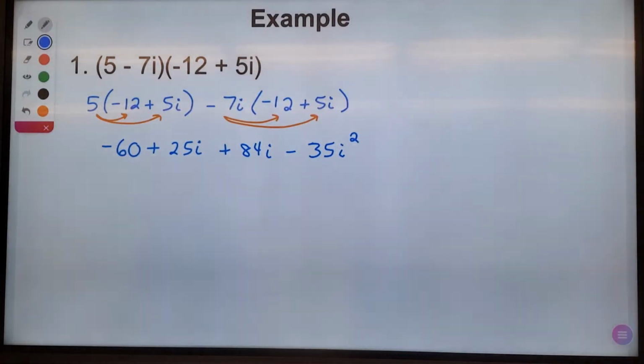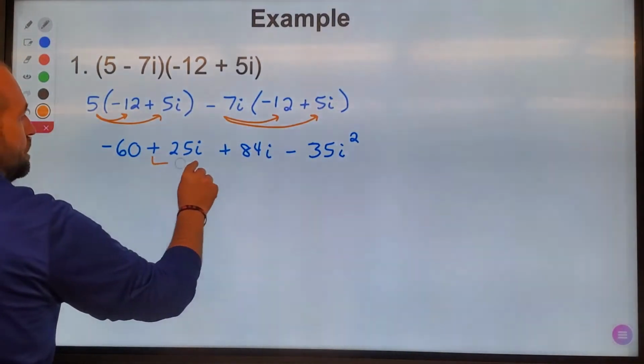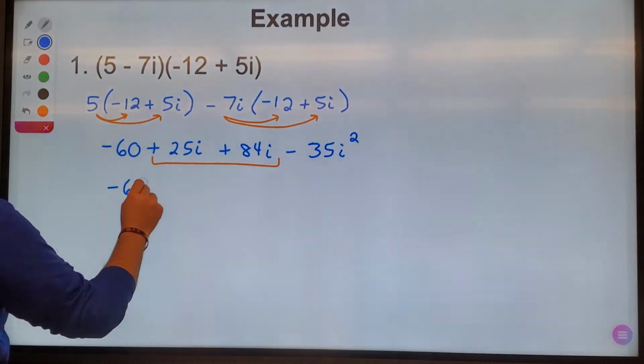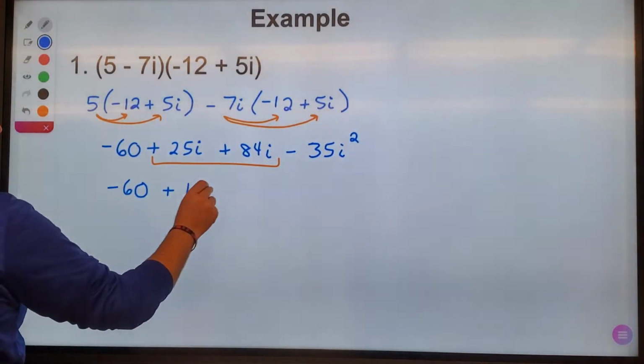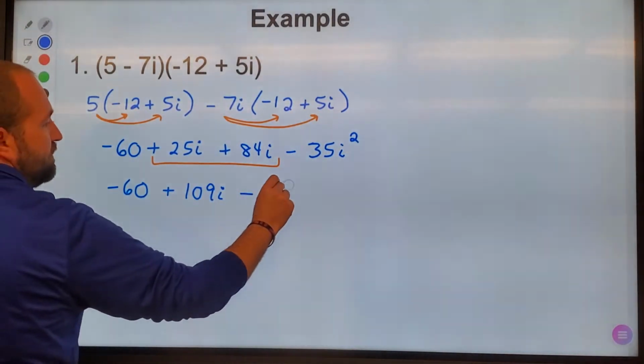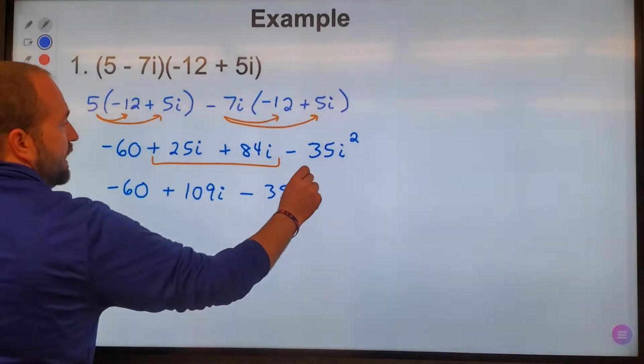Okay, and again here then I would simplify and combine like terms. That's the middle two terms here. So that gives me negative 60 plus 109i minus 35i squared.